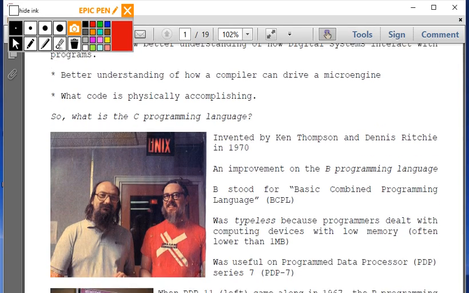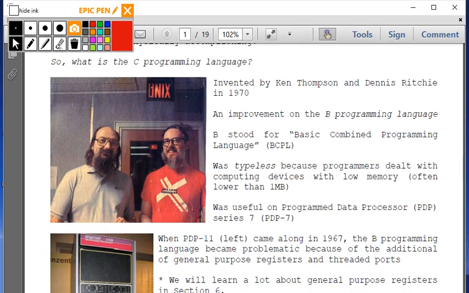So first things first, what is the C programming language? These are two people, Ken Thompson and Dennis Ritchie. You know Ritchie from your recommended textbook, K&R, Kernighan and Ritchie. Dennis Ritchie, unfortunately, has passed away. Ken Thompson is still with us and still complaining about C++, which I will describe a little later.